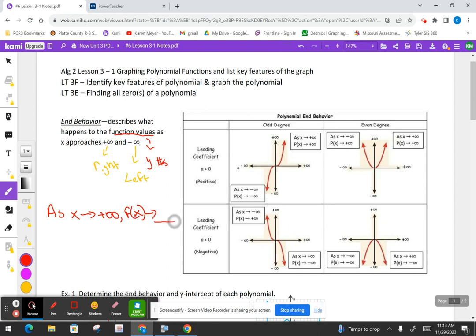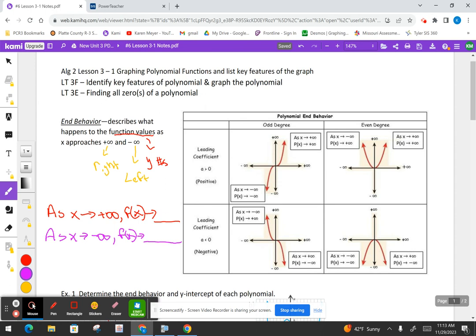Approaches, and then your job is to fill in. Does it go up, which would be positive infinity, or does it go down, which would be negative infinity? The second one, you're going to start with as x approaches negative infinity, then f of x, the y numbers, what do they approach? Do they approach positive infinity or negative infinity?